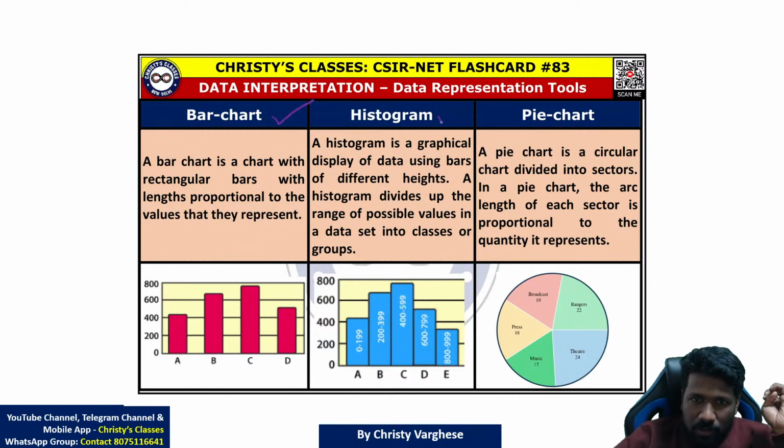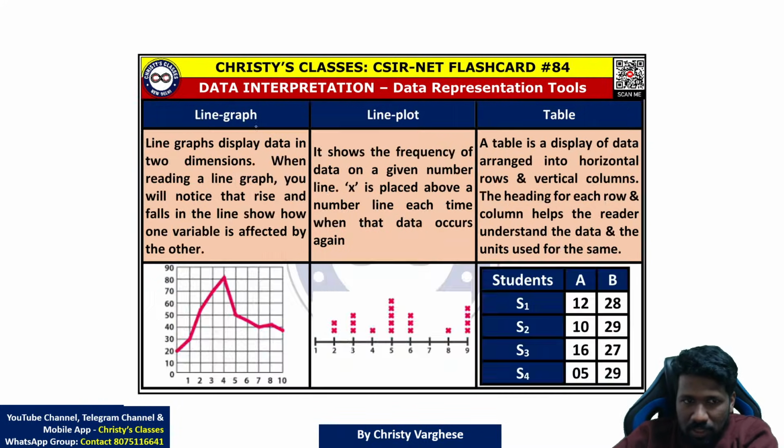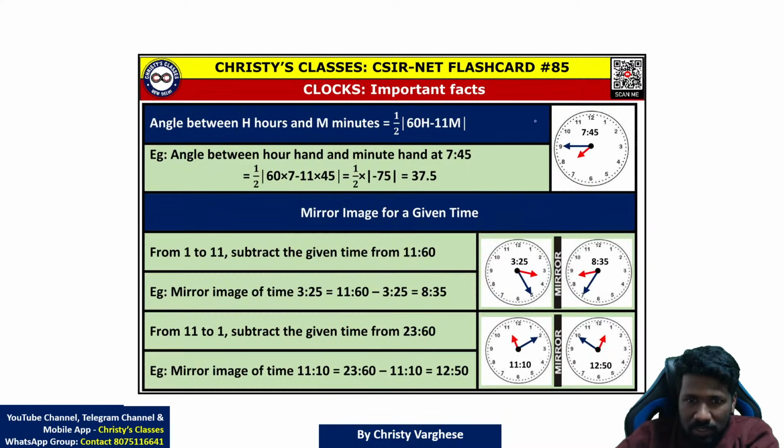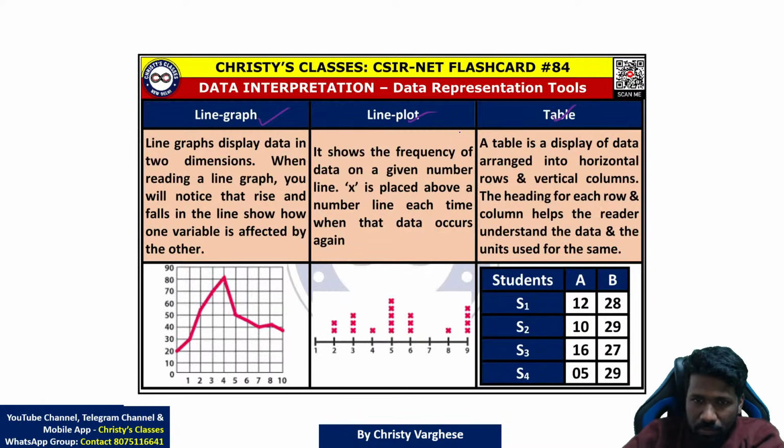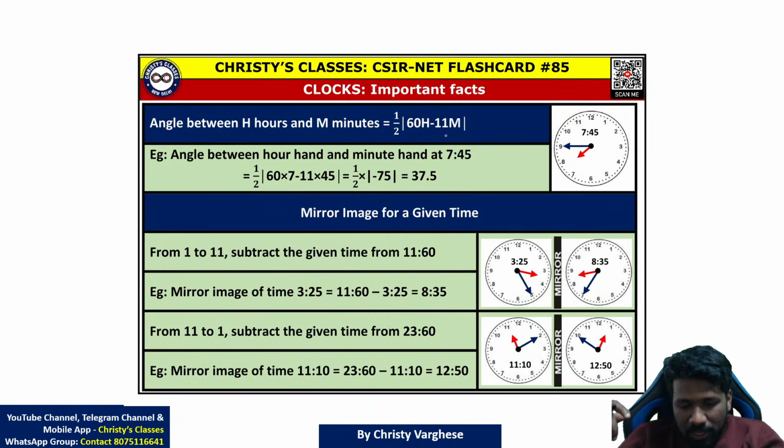Bar chart देख के question दे सकता है, histogram, pie chart, line graph, line plot, table, etc. Those things, hope you are clear about it. Next area is clock problem.